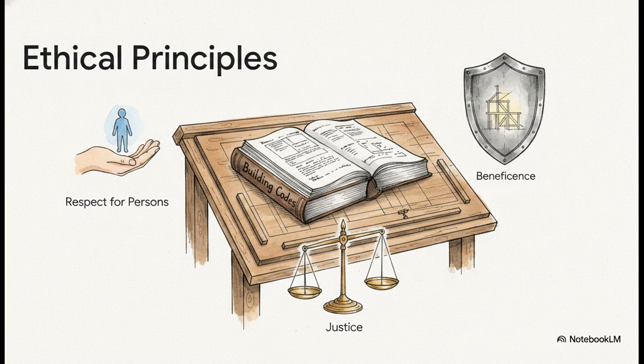Respect for persons requires absolute, voluntary, informed consent. People need to know exactly what they are signing up for. No tricks. Beneficence is the strict commitment to minimize any potential harm to participants while maximizing the benefits of the research. And justice requires the fair, equitable selection and treatment of all participants, ensuring no specific group carries the burden of research alone while another group gets all the benefits.